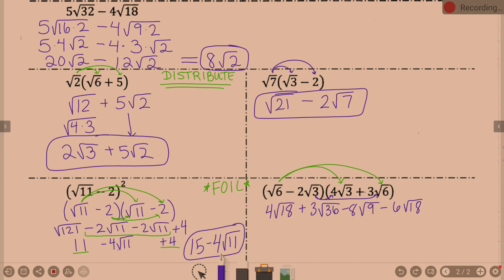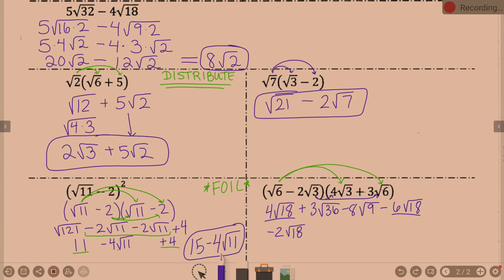Well, we have to do a little bit of work is what it means. Okay, what things do you see? Square root of 18 and square root of 18, those can combine. So we have a 4 square root of 18 and a minus 6 square root of 18. And 4 minus 6 is negative 2 square root of 18. Okay?